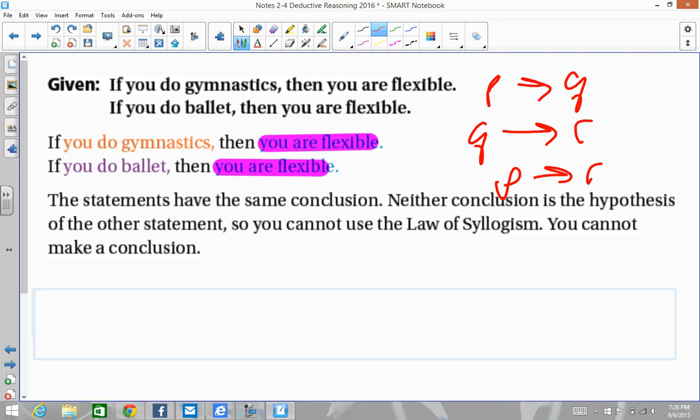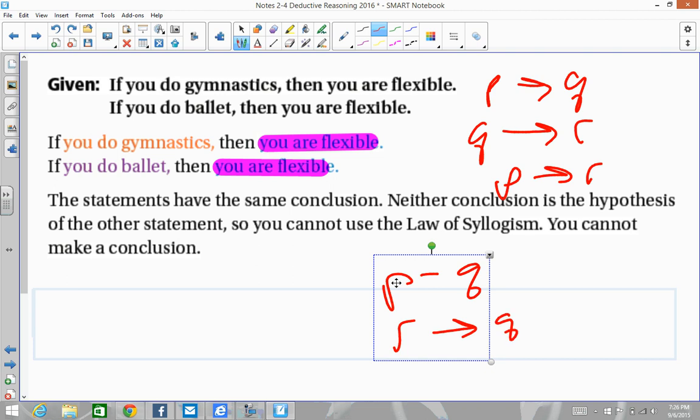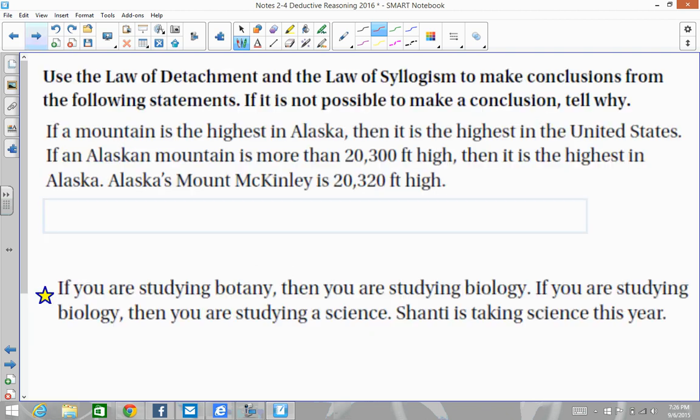And in this one, what it looks like is P, Q, R, Q. There's no way for this word. It's a lot like the transitive property we learned in algebraic proofs. It's not in the right order. Does not work.